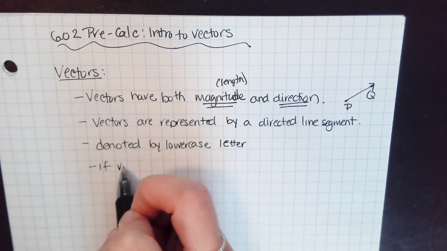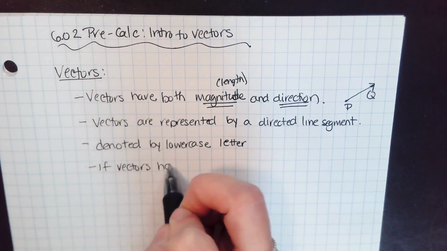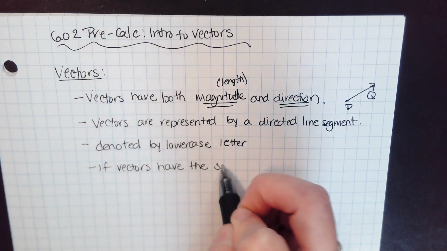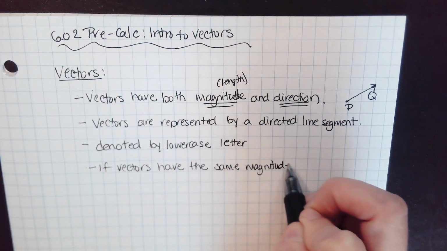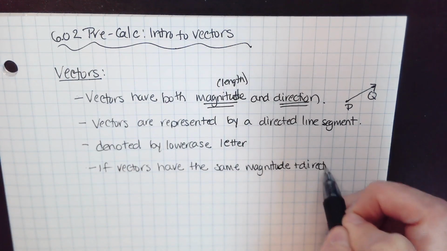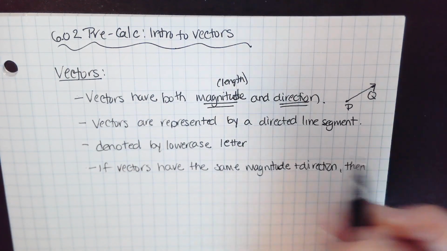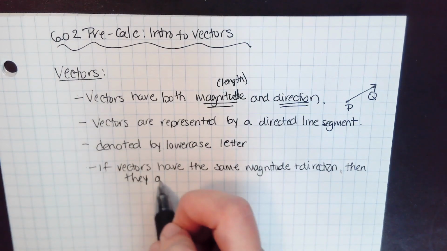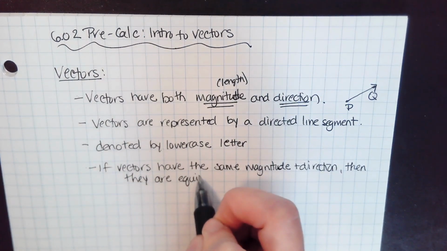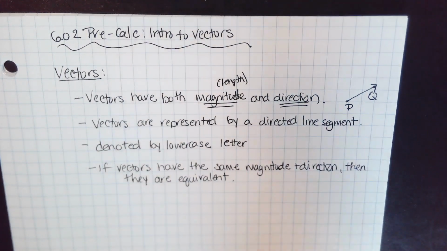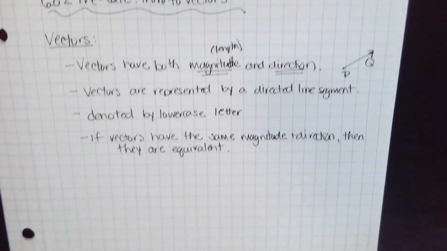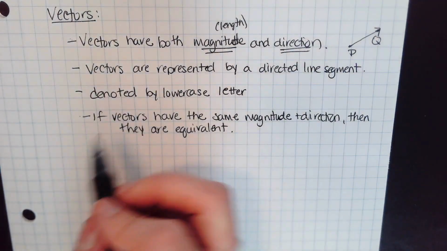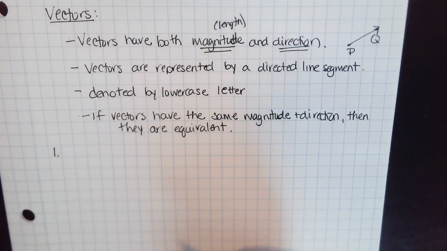And we can say if vectors have the same magnitude and direction, then they're equivalent. Okay, you'll notice too, I'm taking these notes on graph paper because there are some questions that we will want to use graphs for, but not the first couple, or not the first one at least.